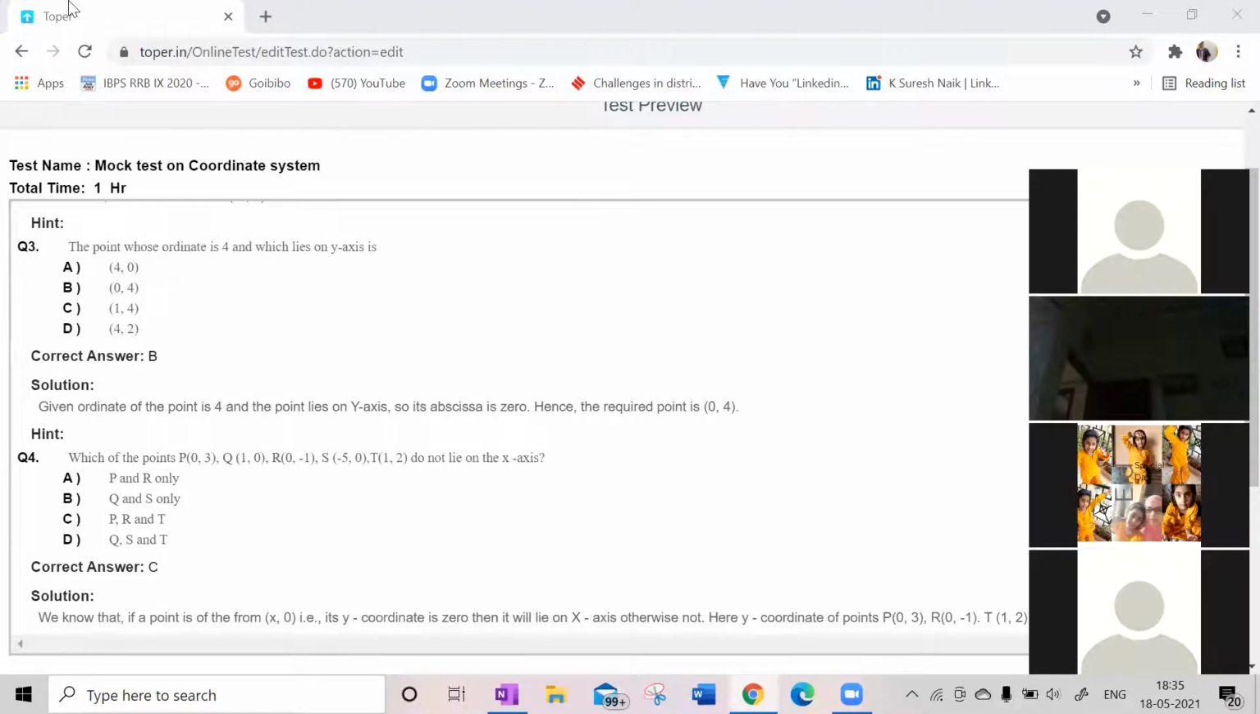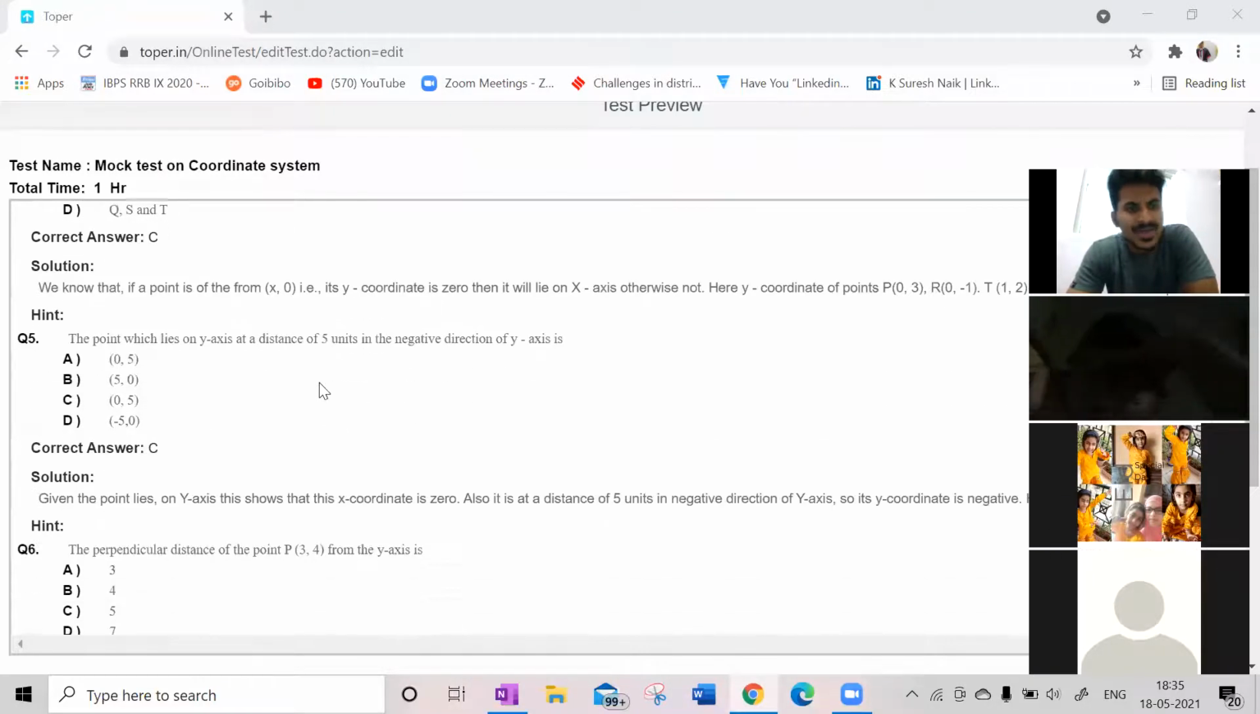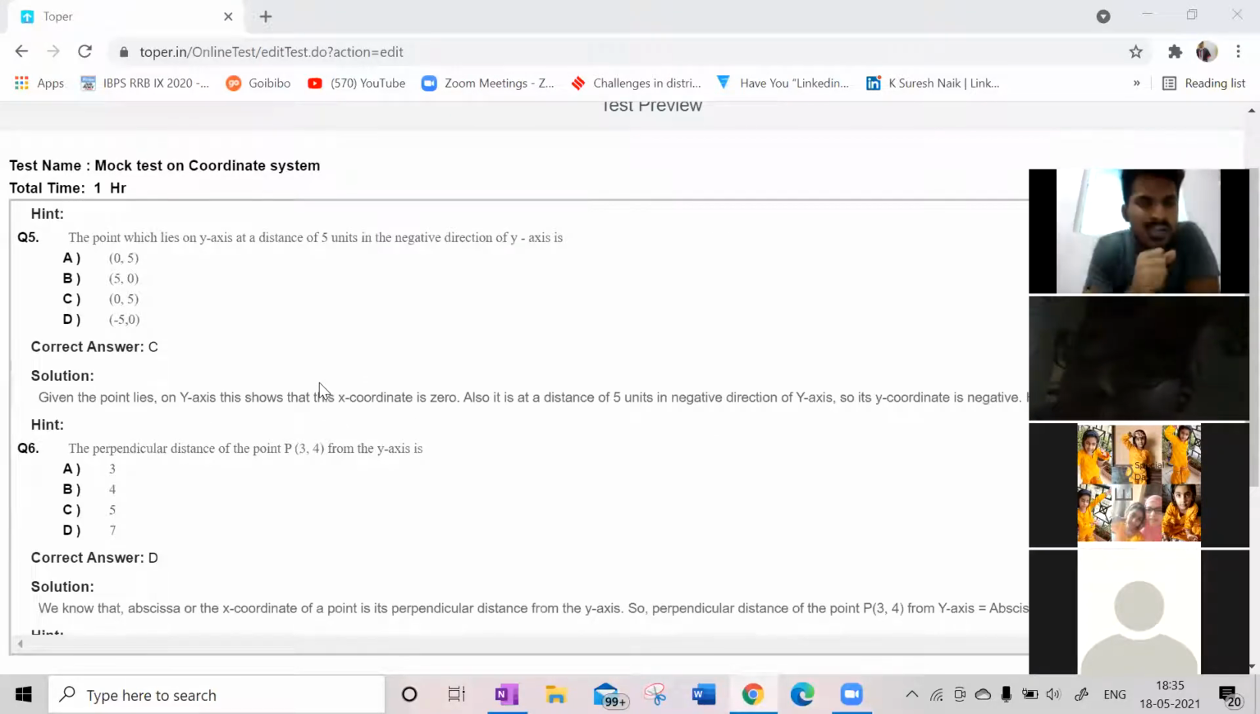Next. The fourth question is the same, sir. We have already discussed it. Fifth one: the point which lies on the y-axis at a distance of 5 units in the negative direction. Very good question. We didn't discuss this kind of concept. Sir, here the answer is not in the options.